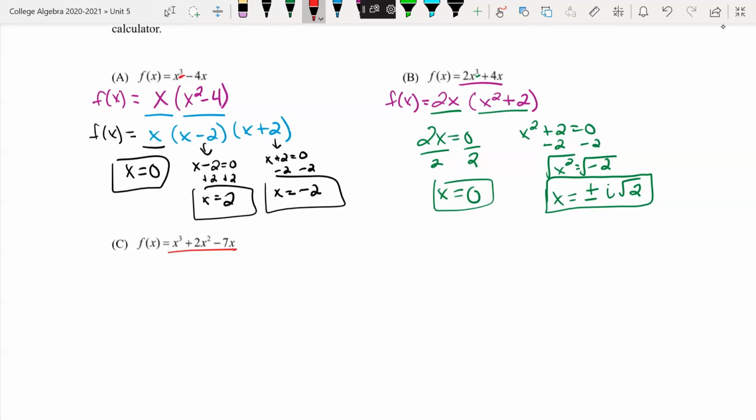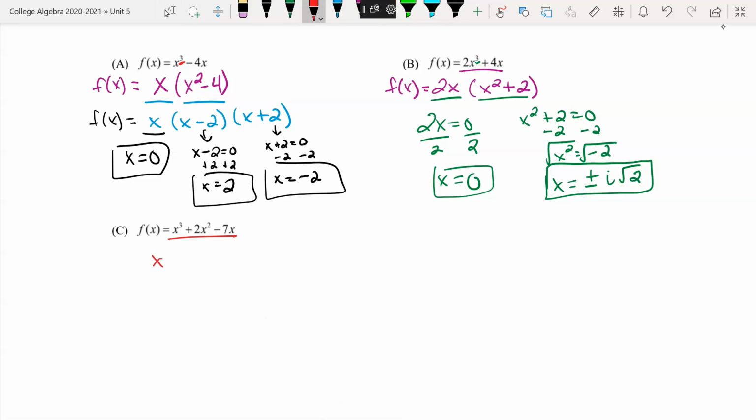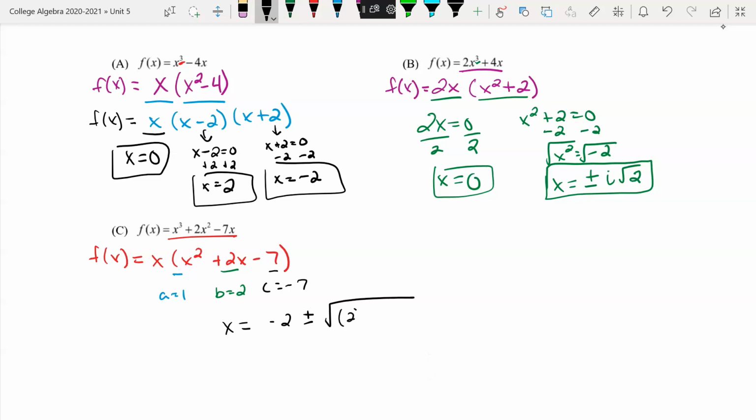Lastly is something like this. I can factor out an x, so then I have x squared plus 2x minus 7. Notice x squared plus 2x minus 7 cannot be factored using traditional factoring, so I have to do the quadratic formula. So don't forget, your a is here, so my a is 1. My b is in front of the x, so that's 2. And my c is at the end, so that's negative 7. So it's going to be x equals negative b plus or minus the square root of b squared minus 4ac all over 2a.